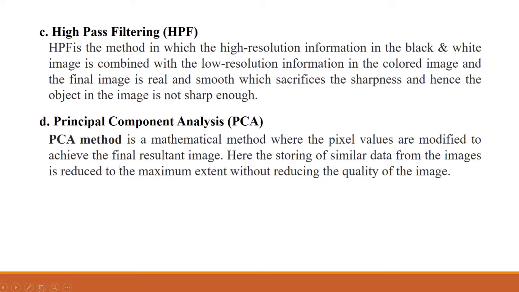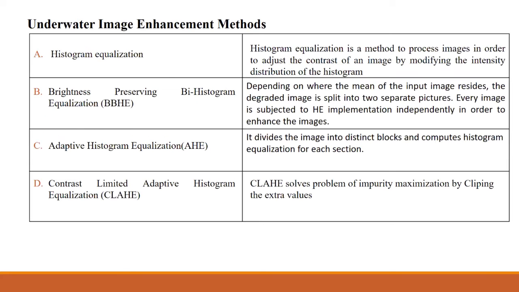The next method is principal component analysis, where the pixel values are modified to achieve the final resultant image. So these are the various image enhancement methods: histogram equalization, brightness preserving by histogram equalization, adaptive histogram equalization, and contrast limited adaptive histogram equalization. Basically, we use these methods to enhance the images so that we are able to extract a good quality image.